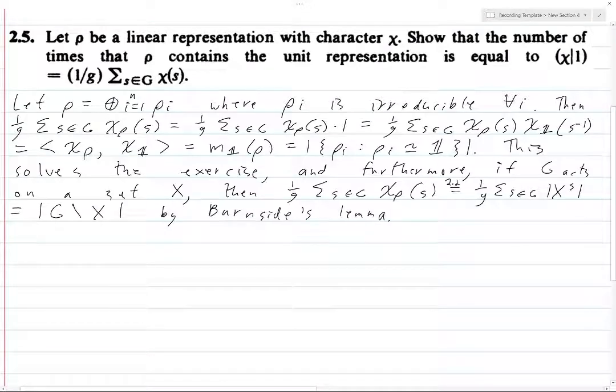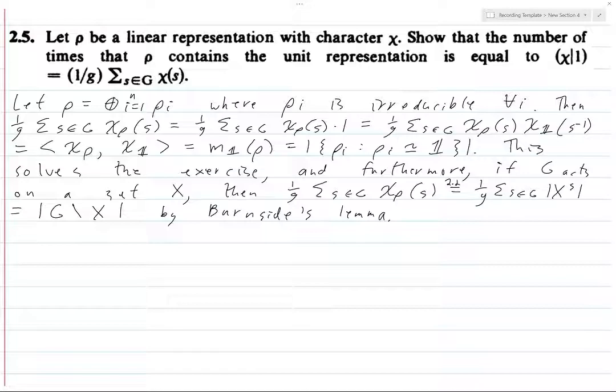And so, let's see here. Burnside's lemma, that's a thing. I don't know if Jacobson actually talks about it in his textbook, but you can look it up if you want. But yeah, this gives an interesting thing where if you have capital G acting on a set capital X, then the number of times that rho contains a unit representation is actually equal to the number of distinct orbits of G on X.